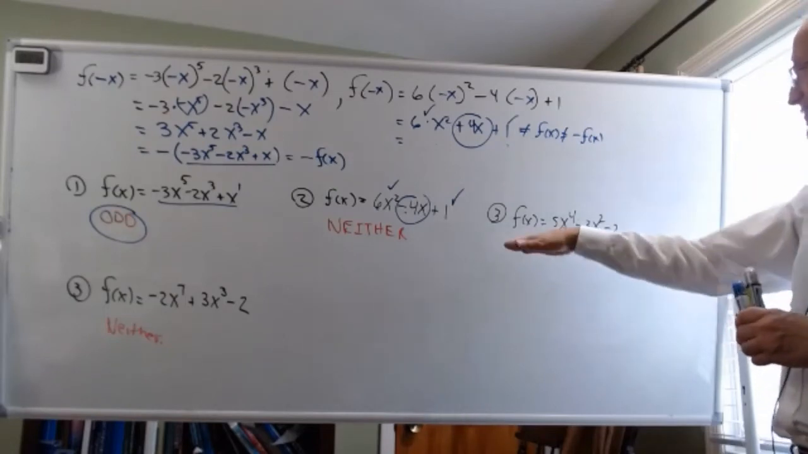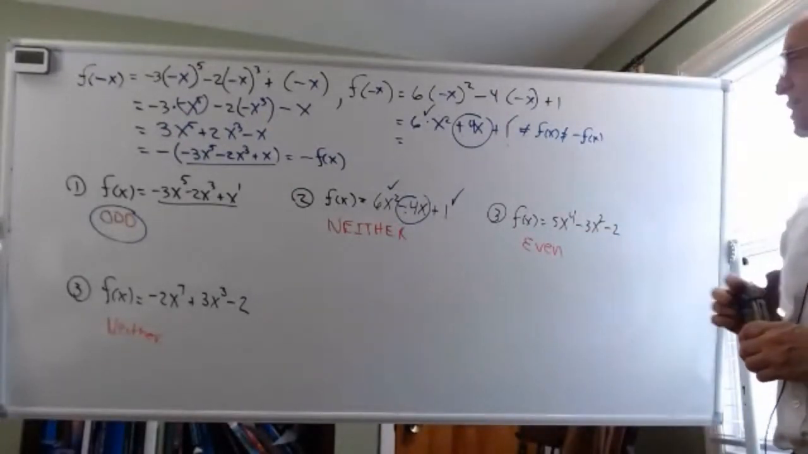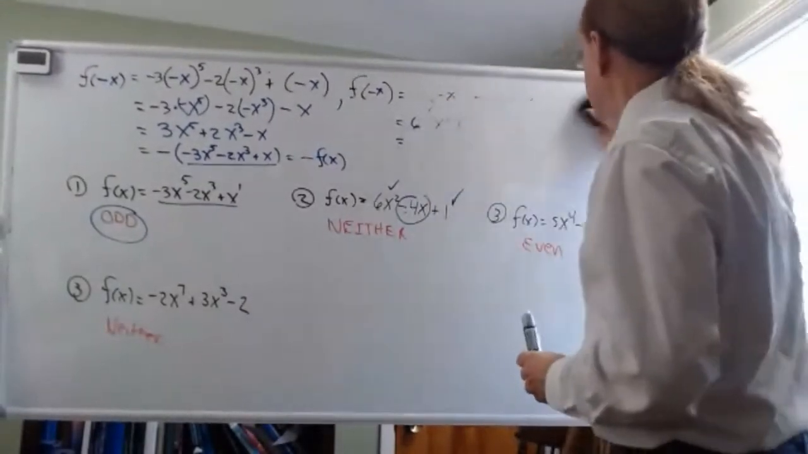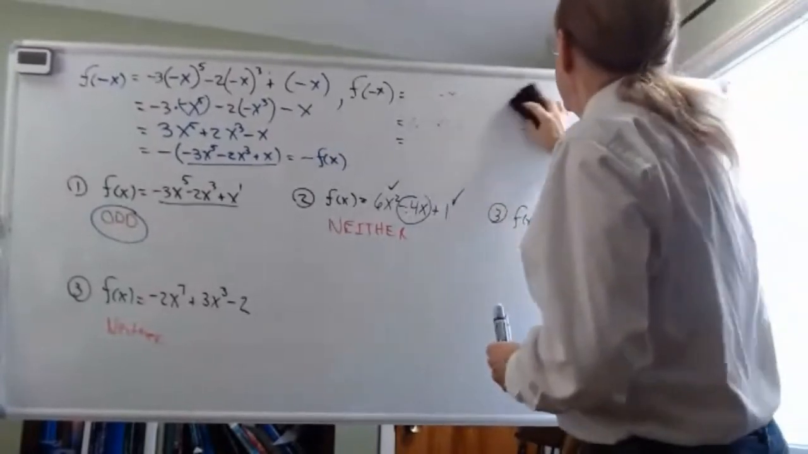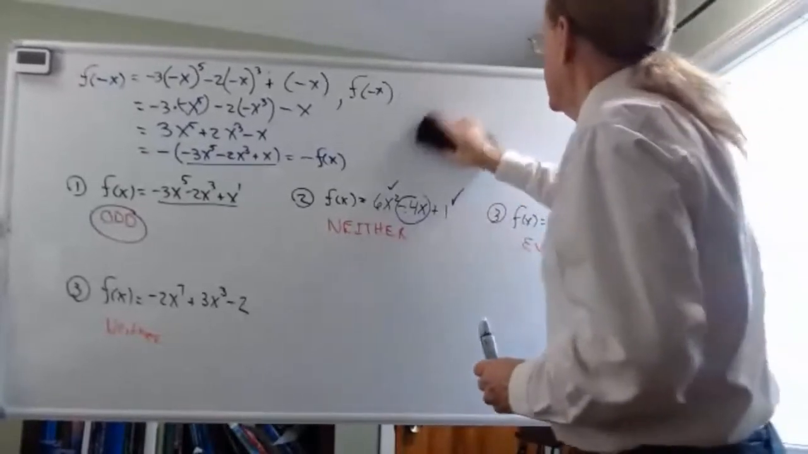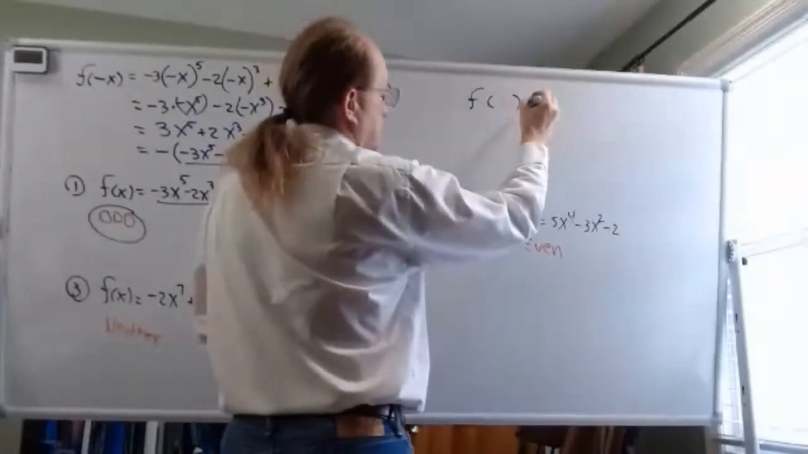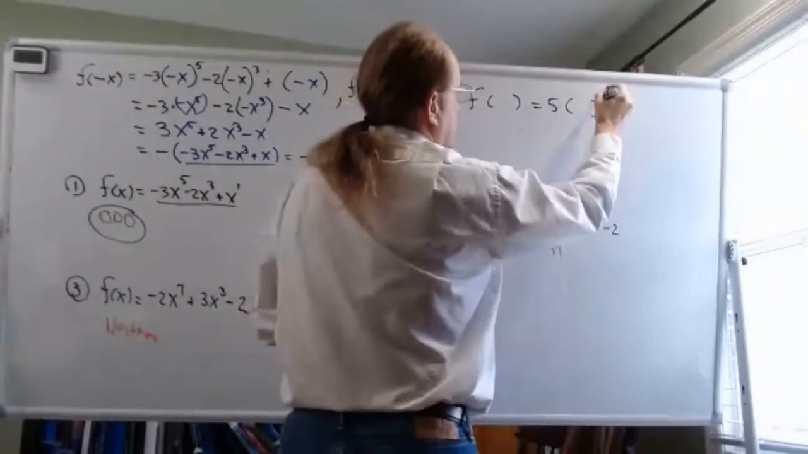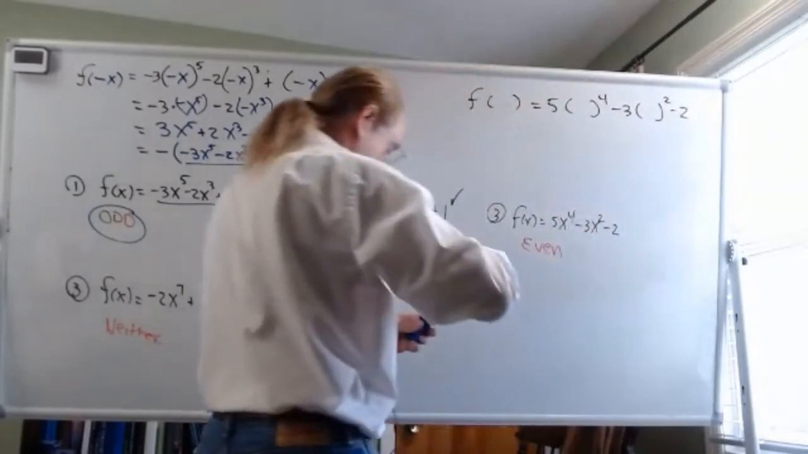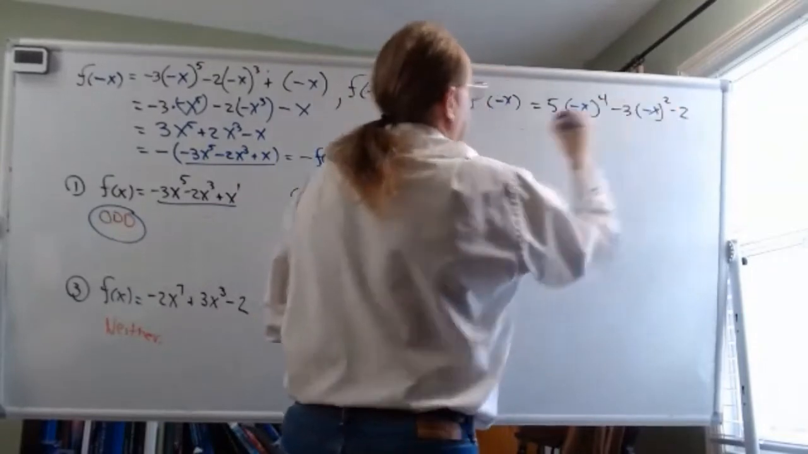That being said, anyone want to see how 3 is even? I want to see how I show that it's even algebraically. Okay, so let's do it. I can get rid of this for now. I already showed that. Let's do it right above it. And again, what we do is we replace all the x's with the negative of x in that polynomial. So here's my polynomial. f of my input is 5 times my input to the 4th power minus 3 times my input squared, subtracting 2. And what am I putting for my input? The negative of x. And then I do the algebra.